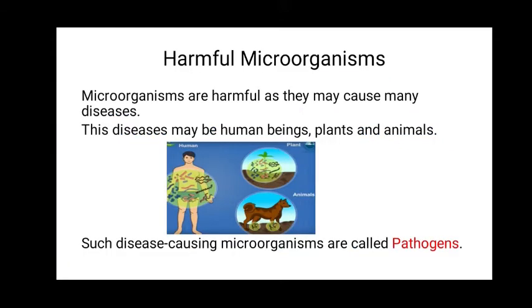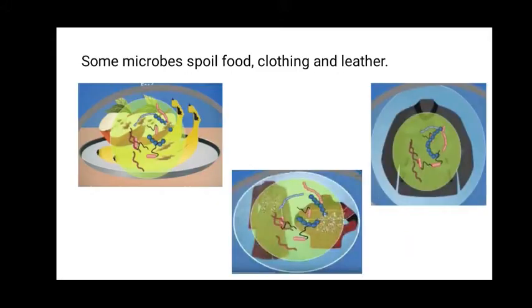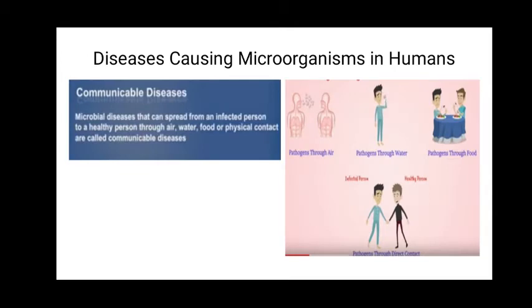Today let us move to the next topic, that is harmful microorganisms. So microorganisms are harmful to us in many ways by causing diseases. Some microorganisms cause diseases in human beings and some in plants and animals. Such disease causing microorganisms are called pathogens. Some microorganisms spoil food and some spoil the clothes and even leathers. So, let us study some of the harmful activities done by these microorganisms, firstly in human beings.